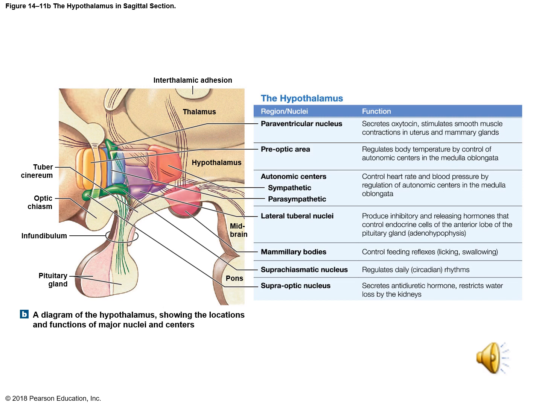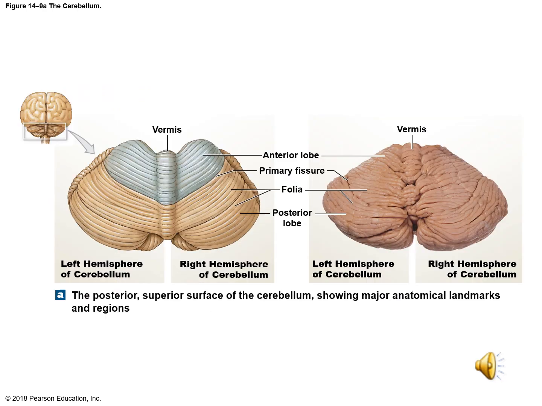The hypothalamus controls your body temperature and your circadian rhythms, which are your day-night cycles that occur on a 24-hour period. It also has the mammillary bodies, which control feeding reflexes. So the hypothalamus has a number of diverse jobs and is extremely important.